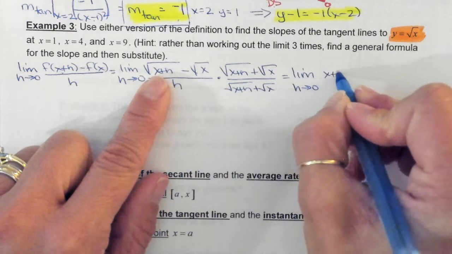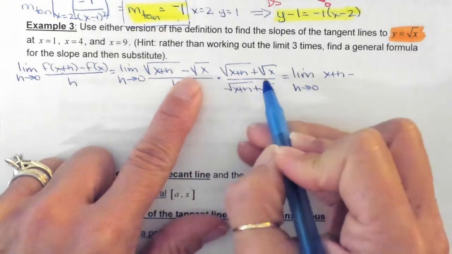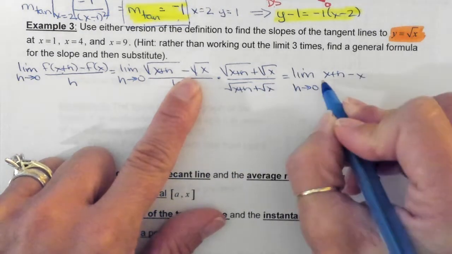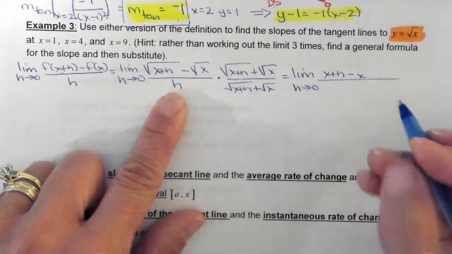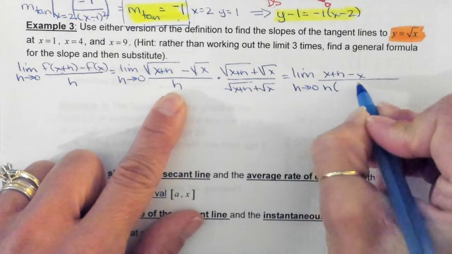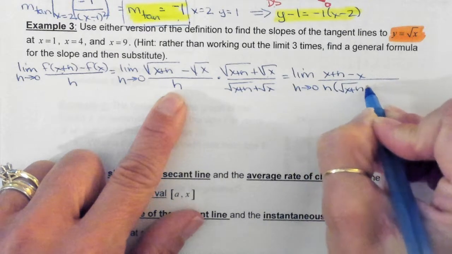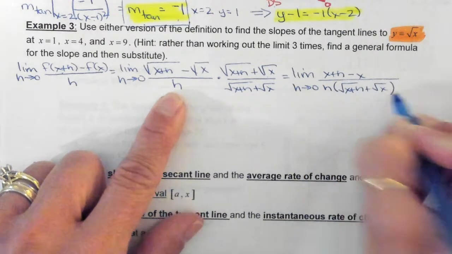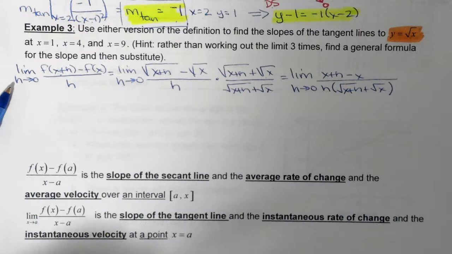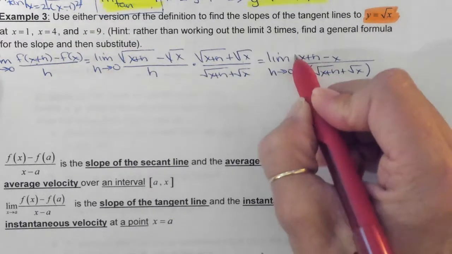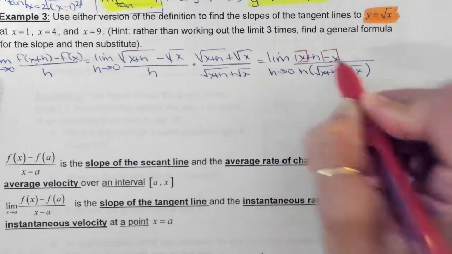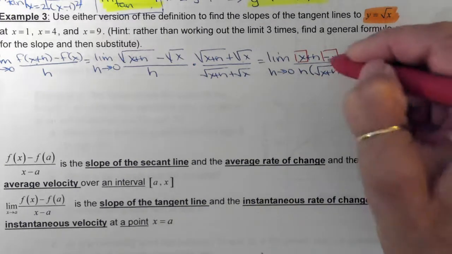I heard it. X plus h minus, what's the square? That's right. All over, am I going to distribute anything here? No. H times the square root of x plus h plus the square root of x. Okay, let's look in the top. So when I look in the top, I have a positive x and a negative x. What's going to happen? See you later.